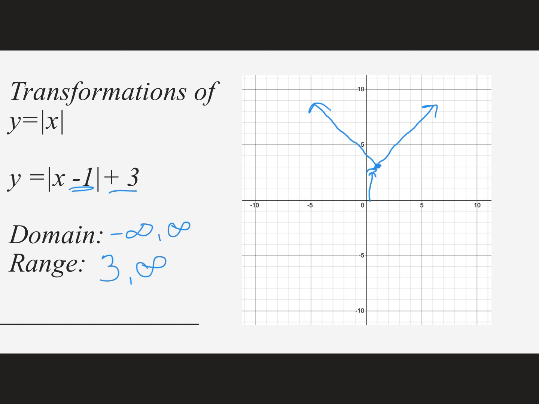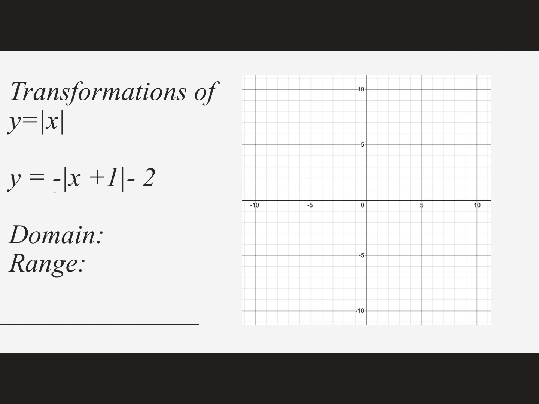So let's try one more. Notice I have a negative here. That means that I'm going to be reflecting it. I'm going to go down 2. So let's do this with red. So I'm going to go down 2. So that brings me down here. And then this tells me I'm going to go left 1. So that means my vertex here. And then this tells me that I'm going to be opening down. So my vertex is going to be right there. And I'm going to be coming down right there.